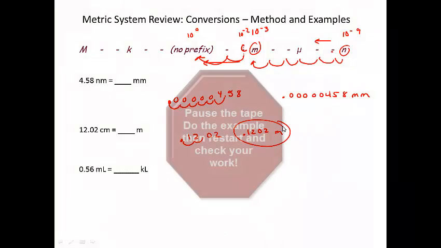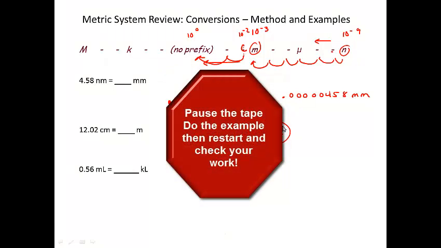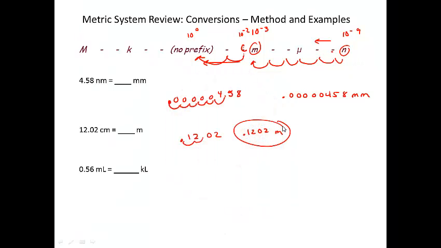Next one. 0.56 milliliters equals how many kiloliters? So go ahead and give that a shot. Alright, I'm going from milli to kilo. This is 10 to the minus 3. This is 10 to the positive 3. There's a difference of 6 there. So it means I'm going to be moving 6. I'm going that direction, so I'm going to be moving it to the left. I can also count these. So from milli, 1, 2, 3, 4, 5, 6. Gives me the same piece of information.